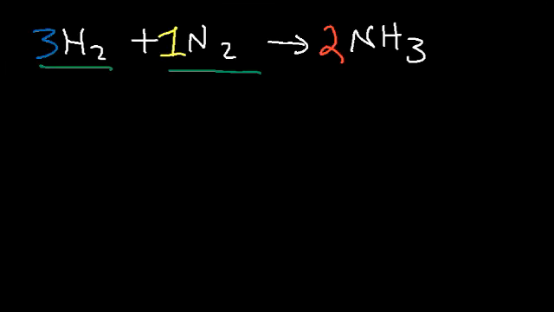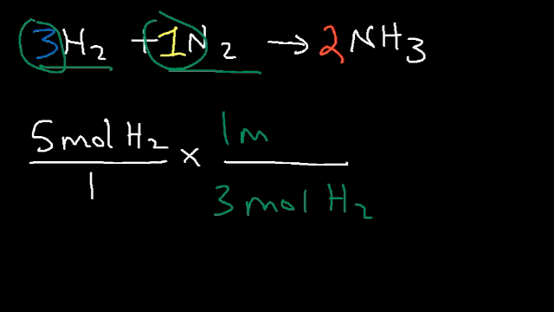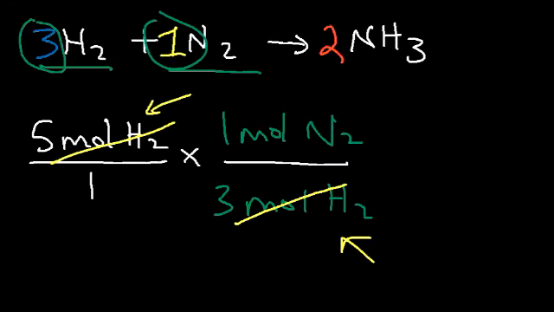So always start with what you have. We want to find out how many moles of nitrogen gas reacts with 5 moles of hydrogen gas. So let's start with 5 moles of H2 and let's convert it. So the molar ratio is 3 to 1, which means that for every 3 moles of hydrogen gas that reacts, 1 mole of nitrogen gas reacts with it. And I put the moles of H2 on the bottom because we have it on top, and I want these 2 units to cancel. So the answer is simply 5 divided by 3.